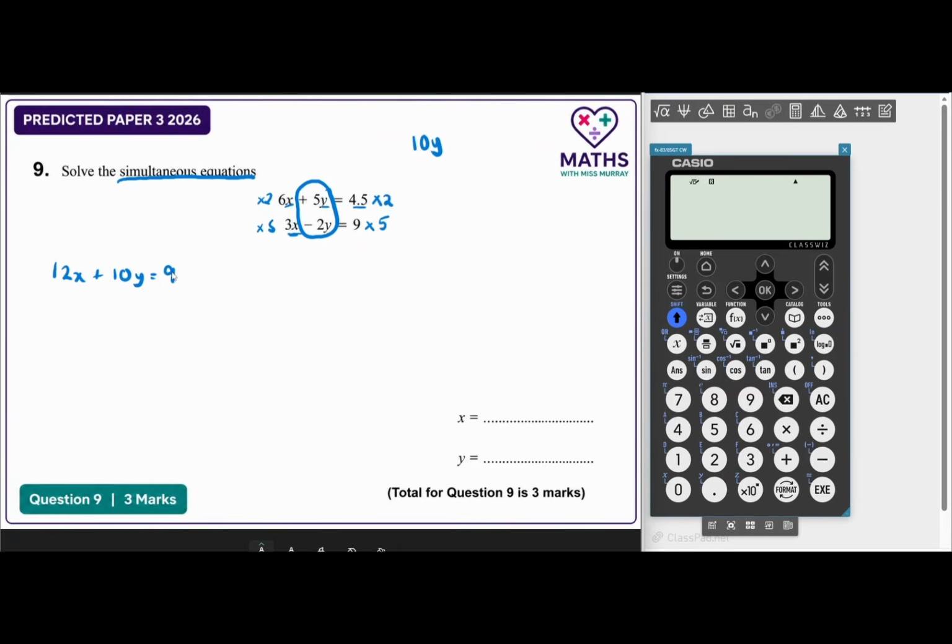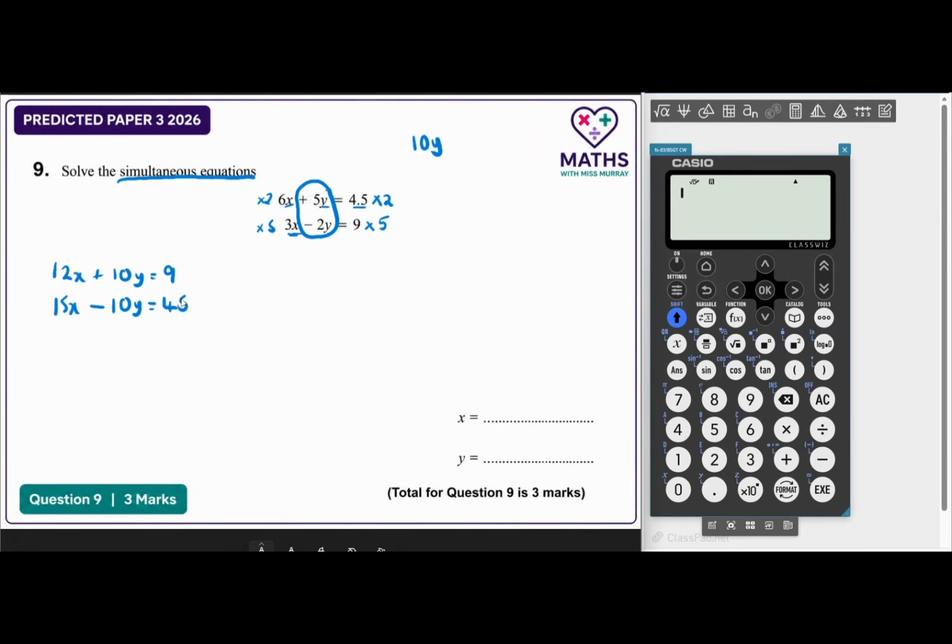I've got my calculator open here in case I need to use it, because I noticed I had a decimal. And then the next one, I've got to times the whole of this bottom equation here, the whole thing, by 5. So 5 lots of 3x is 15x. 5 lots of negative 2y is negative 10y. So the y's are now the same number. They don't have to have the same sign. And 5 lots of 9 is 45.